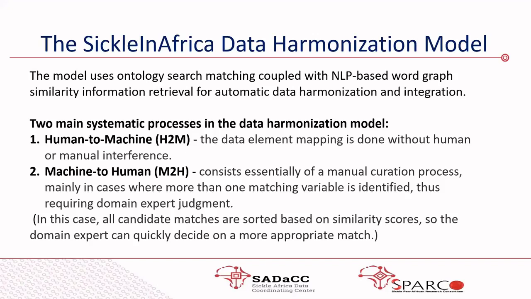and integration. It is important to note that this model has two main systematic processes, and that is the human to machine and the machine to human processes. In the human to machine process, the data element mapping is done without human or manual interference. And the machine to human process consists essentially of a manual curation process, mainly in cases where more than one matching variable is identified, thus requiring domain expert judgment.